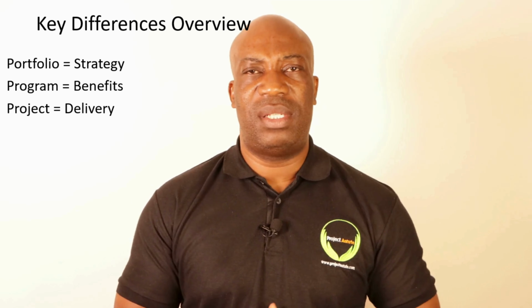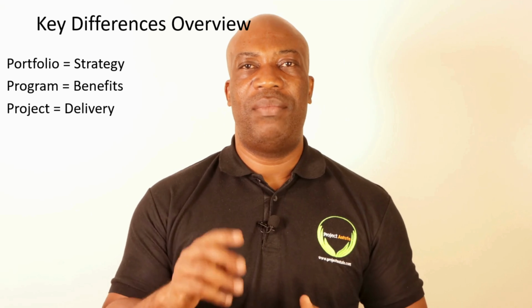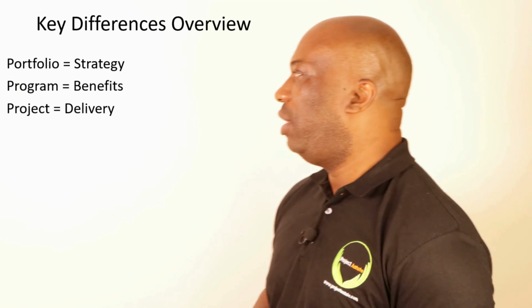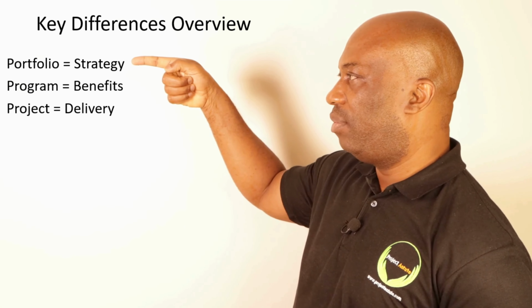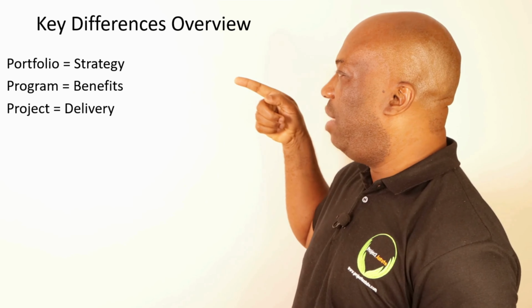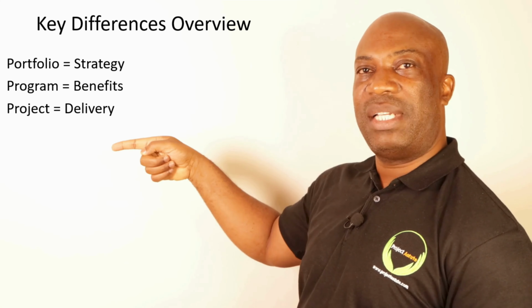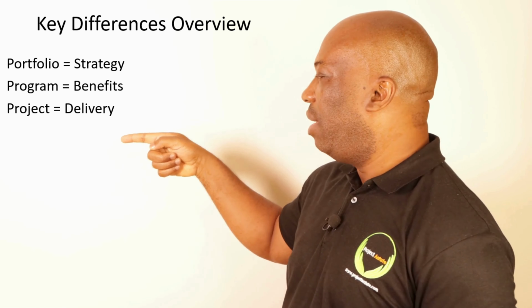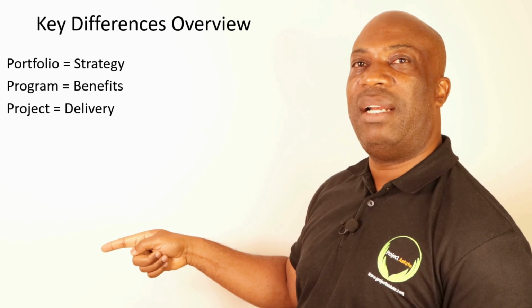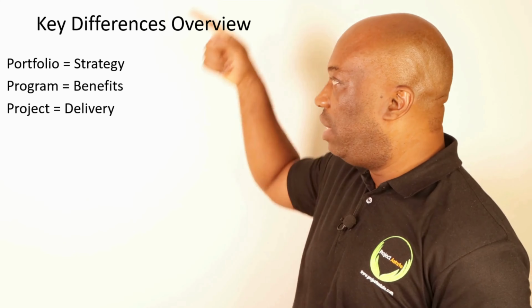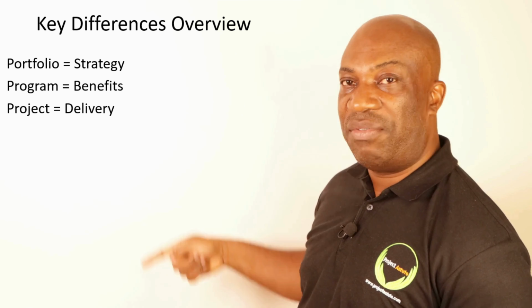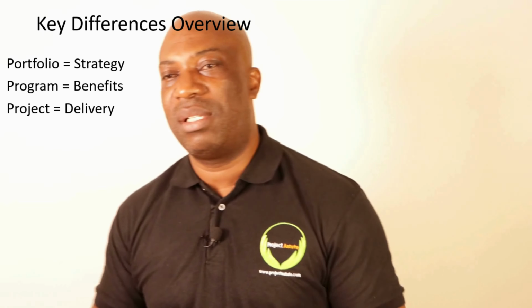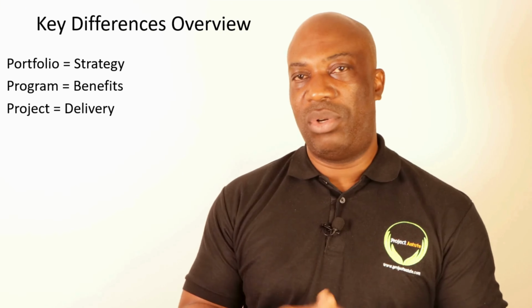So now let us look into the key differences between these 3 items: portfolio, program, and project. Portfolio is at strategic level. This is very, very important. And then program is at benefits level, also very important. Then a project is at delivery level, also very important. So it is very important to know and to appreciate the difference between these 3 categories: portfolio, program, and project. So let us move on and look at the governance part of it.